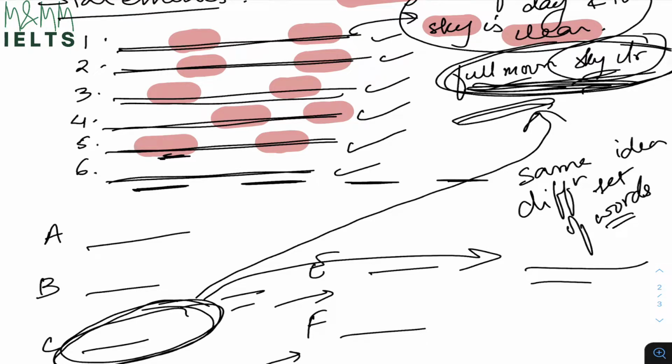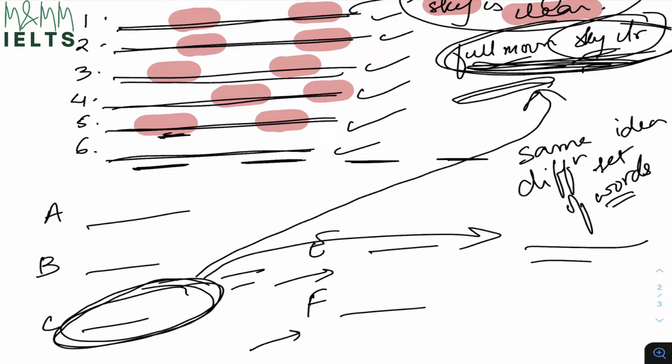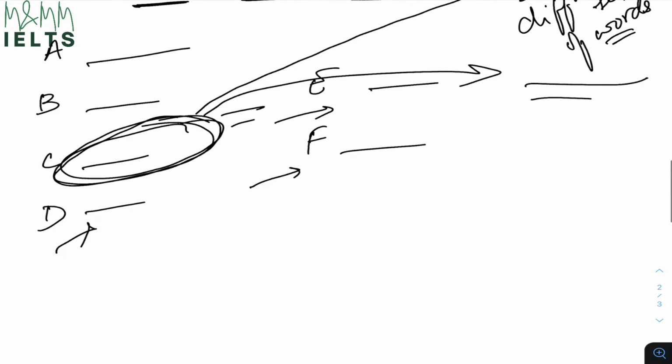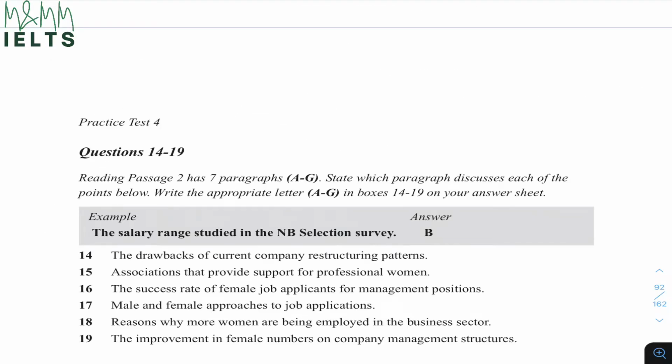So never look for exact same words as you have in your sentences or statements, in your paragraphs. Look for the meaning. Look for the same meaning in the paragraph, not for the same words in the paragraph. That will make your life very easy. Now, let us do a question, actual question from IELTS test, so that we can understand how to approach this topic. All right. So here we are.